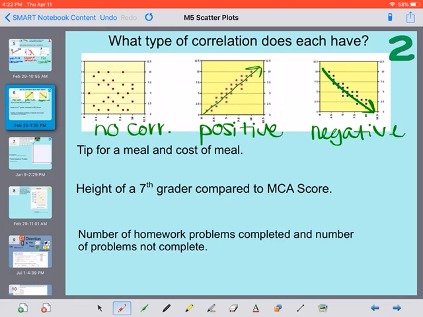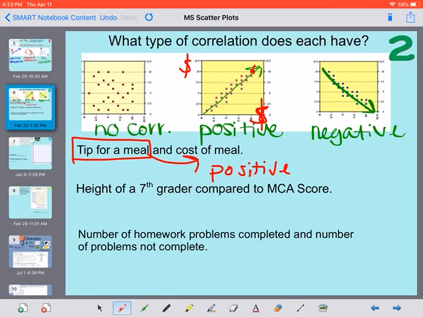So they want us to match each of these situations to the graphs that are there. So, tip for a meal and cost of the meal. Think about it. Your tip for your meal is dependent on the cost of the meal. The higher the cost, the more money you're probably going to leave for a tip. So I would say that has a positive correlation, because if we look at the positive graph, the more money our food costs, the more money we would have to leave for a tip.